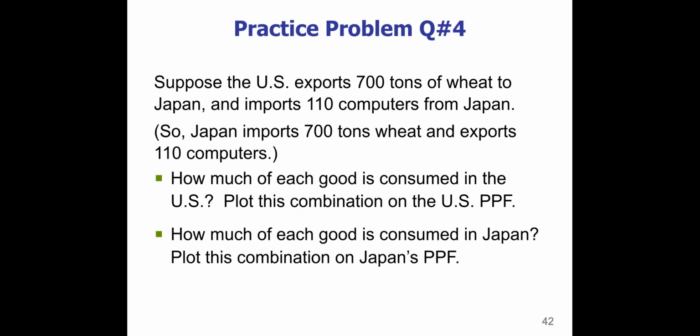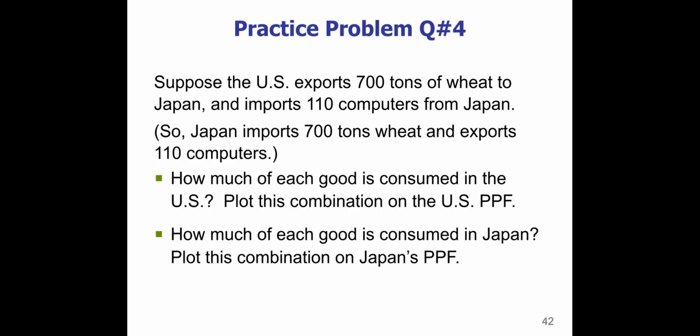And then on your Japan graph, remember they only started with 240 computers. They gave us 110. So if you subtract 110 from 240, you get 130 computers. And then they imported from the United States 700 tons of wheat. So on your Japan graph, you need to mark the point, which is 700 wheat and 130 computers.